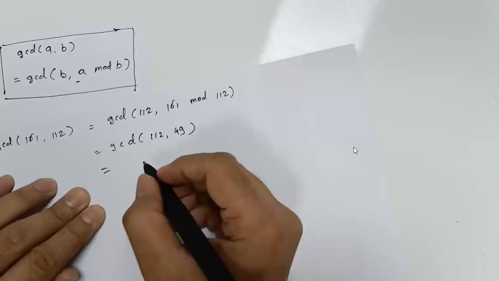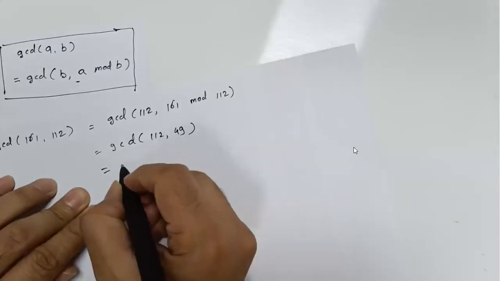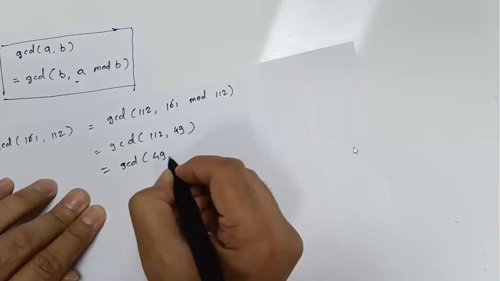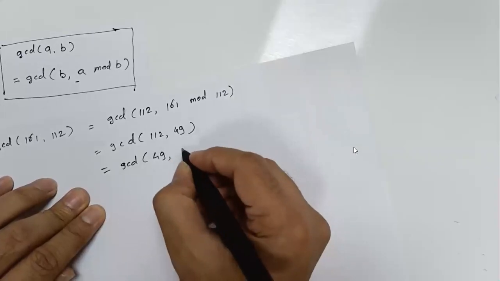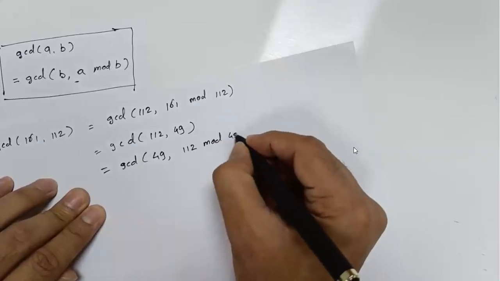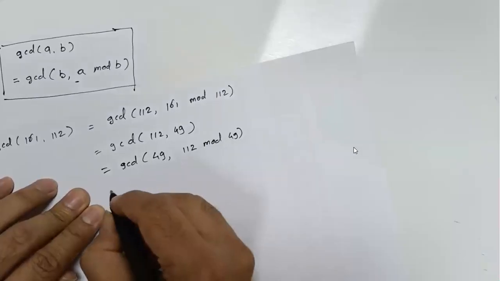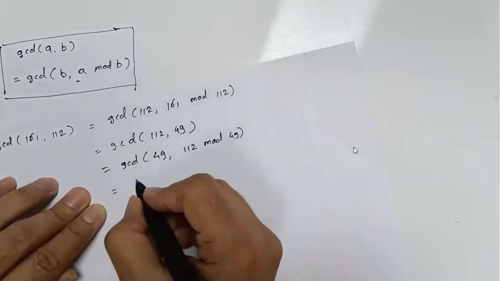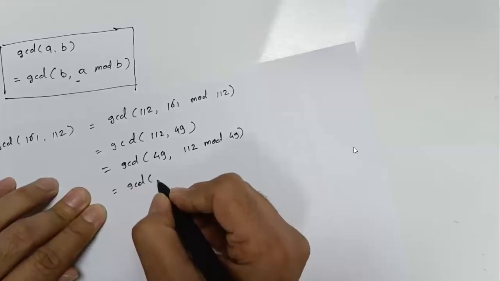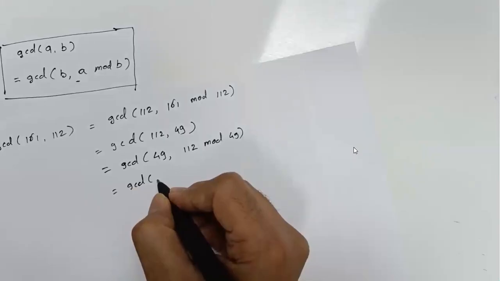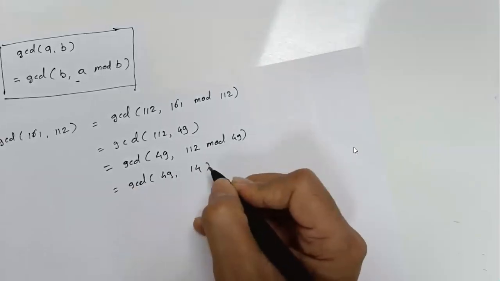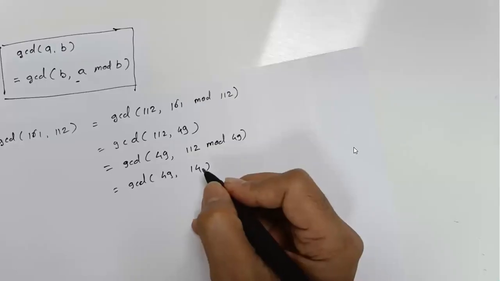Let me just take this to this side. GCD of, you can reduce it further. 49 will be changing its position, and 112 mod 49. So it is 14. So GCD is 49, 14. Yes, sir. Okay.